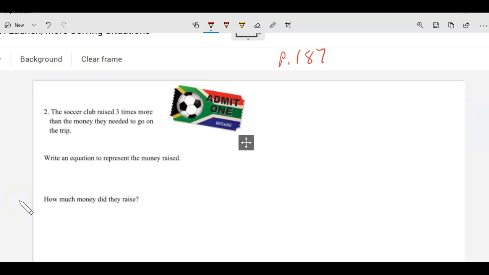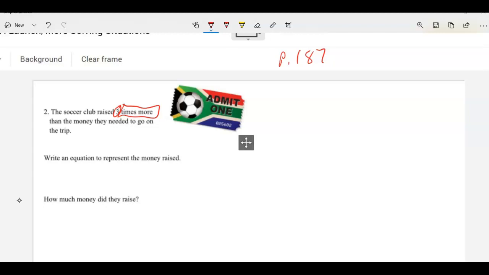Okay, so this is the second problem on page 187. I'll read number 2. The soccer club raised 3 times more than the money they needed to go on the trip. So write an equation to represent the money raised and how much money did they raise. So I'm going to do my cube. So 3 times more. Now times more, that's a key term right there. Remember, that indicates multiplicative comparisons. So times more, and write an equation. That's one thing they're asking us to do.